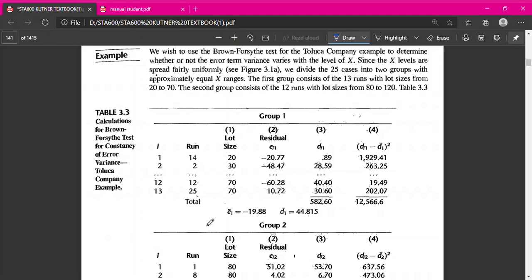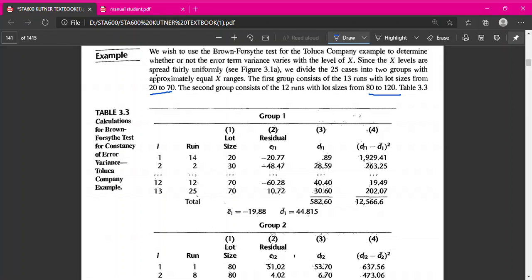So first step, you need to divide the sample size into two groups. The first group will be comparatively the low group, and the second group will be comparatively from the higher value of X. So from here we have two groups.